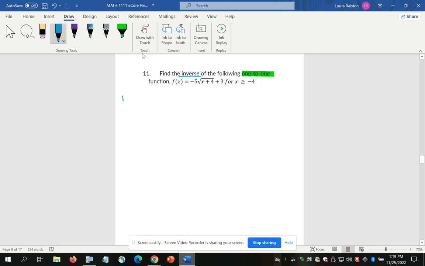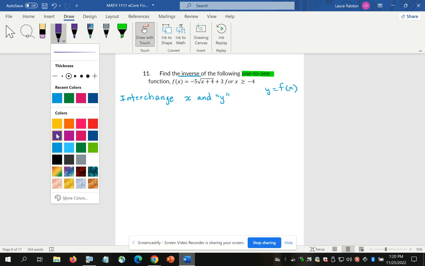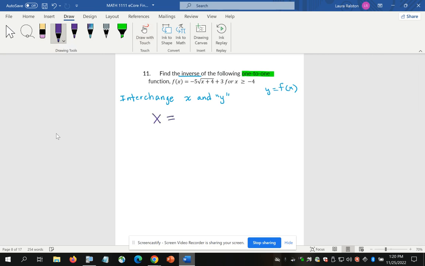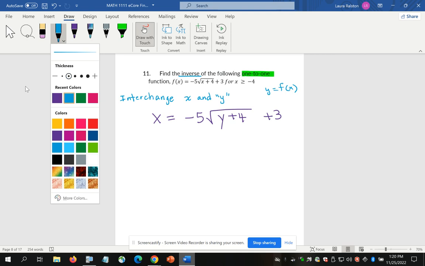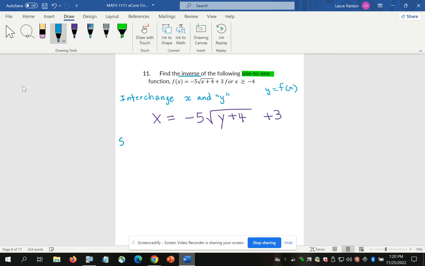To find the inverse, the first step is to interchange the x and the y. But remember, y is the same as f of x. So if I interchange x and y in this problem, I have x equals negative 5 times the square root of y plus 4, plus 3. So I interchange x and y. Then the second step is to do the algebra so that I can solve for y.